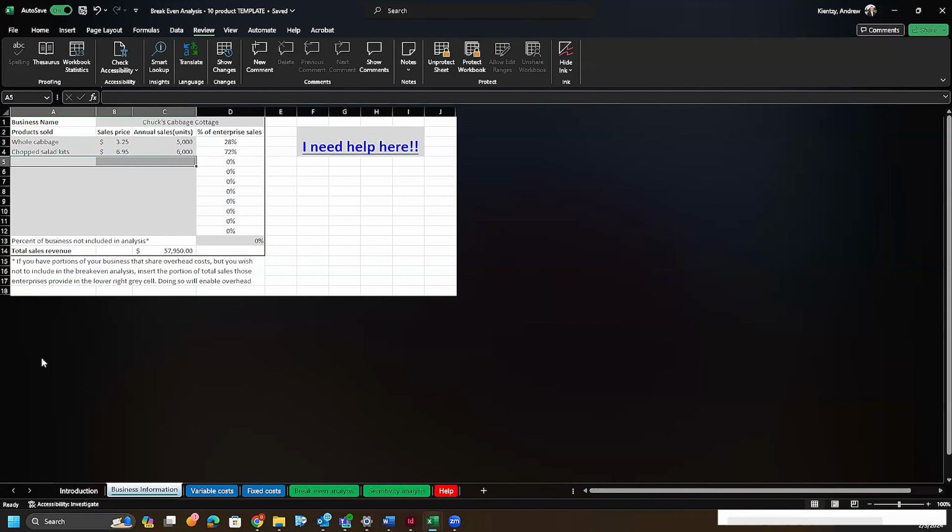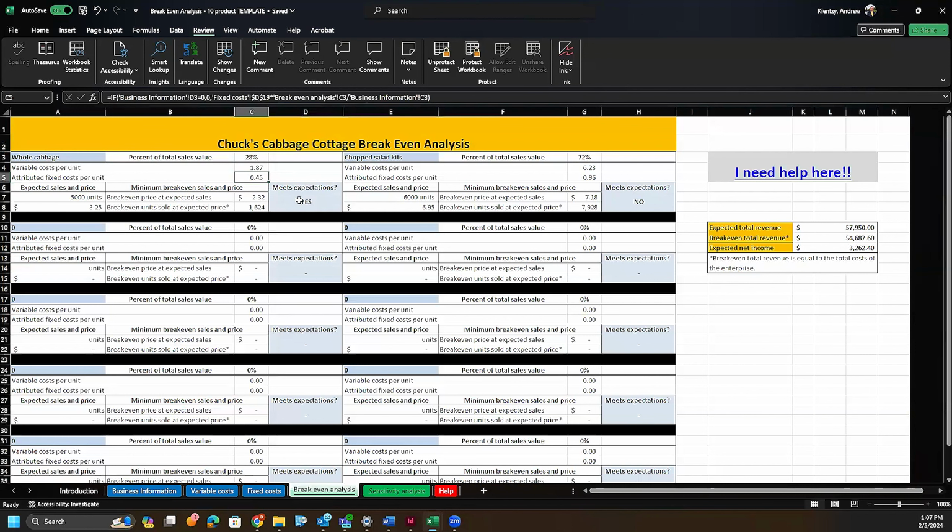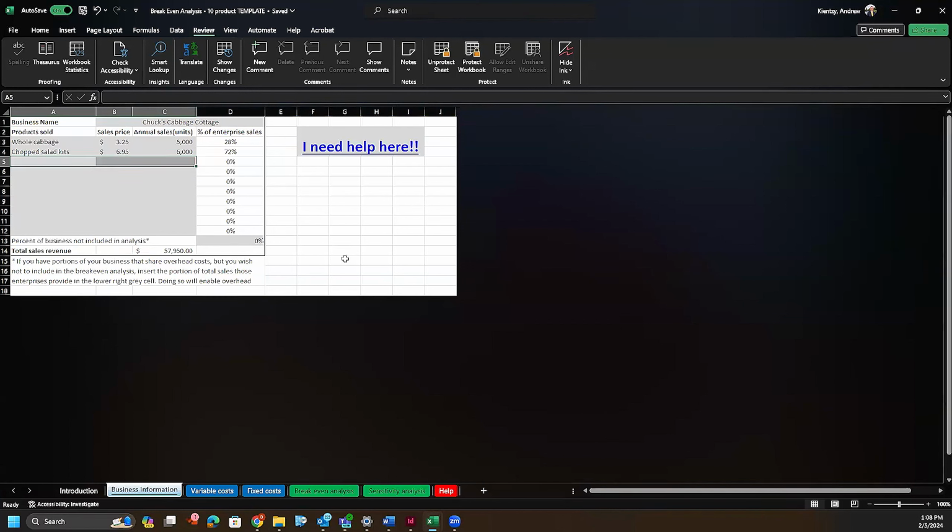First, we're going to skip ahead to see what the analysis looks like with only two products. As we can see in the meets expectation box, whole cabbage is a profitable product. There is a break-even price of $2.32 while we are charging $3.25, meaning there is almost a $1 profit per cabbage. On the other hand, our chopped salad kits do not meet expectations. Our break-even price is higher than our expected price, meaning that this is not a profitable product for Chuck.